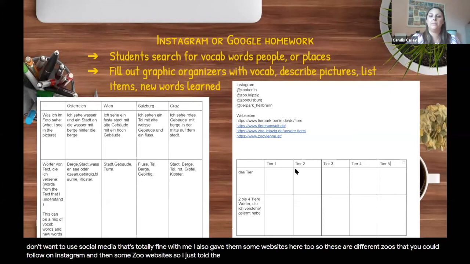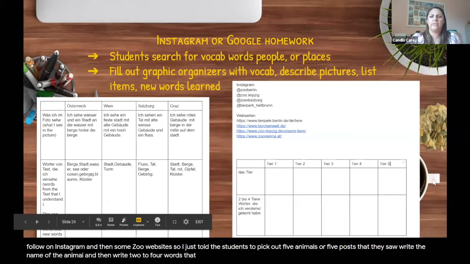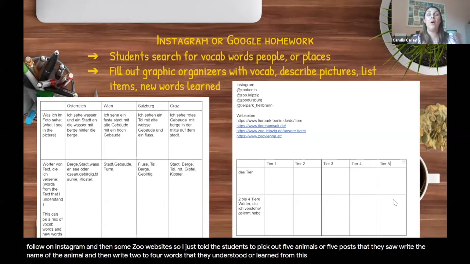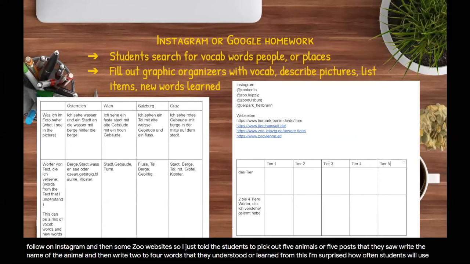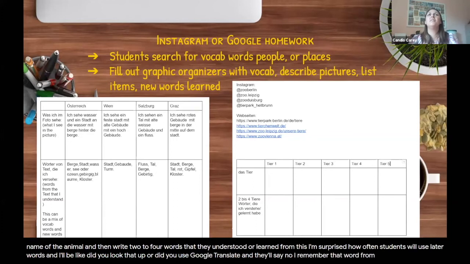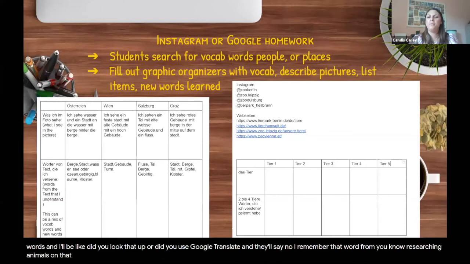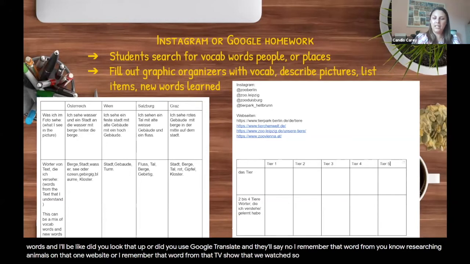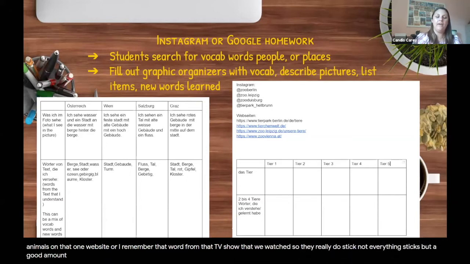So I just told the students to pick out 5 animals or 5 posts that they saw, write the name of the animal, and then write 2 to 4 words that they understood or learned from this activity. I'm surprised how often students will use later words, and I'll be like, did you look that up, or did you use Google Translate? And they'll say, no, I remember that word from researching animals on that one website, or I remember that word from that TV show that we watched. So they really do stick. Not everything sticks, but a good amount of vocab that they're finding is sticking.